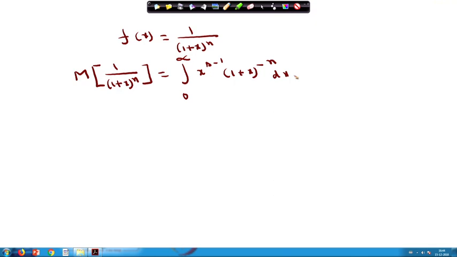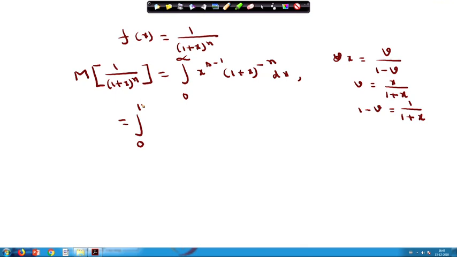Like the earlier problem, if I substitute x equals v by 1 minus v, so that your v will be equal to x by 1 plus x, and 1 minus v will be equal to 1 by 1 plus x. This I have told you earlier also, so that 1 by 1 plus x can be replaced by 1 minus v, so that again the limit will be from 0 to 1.